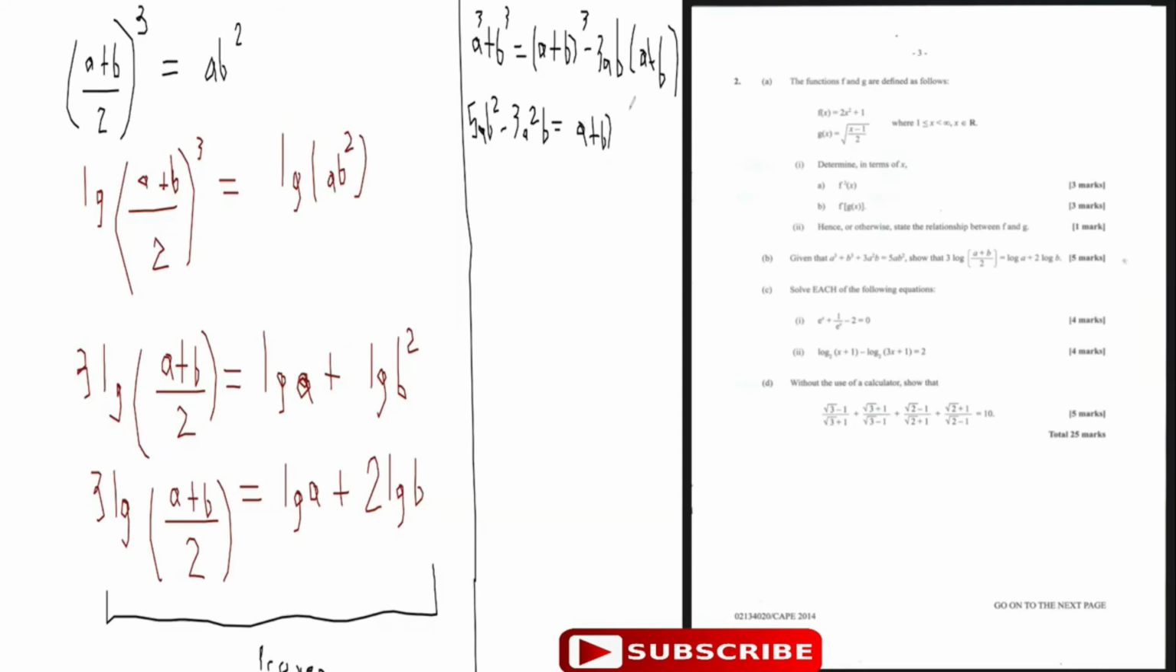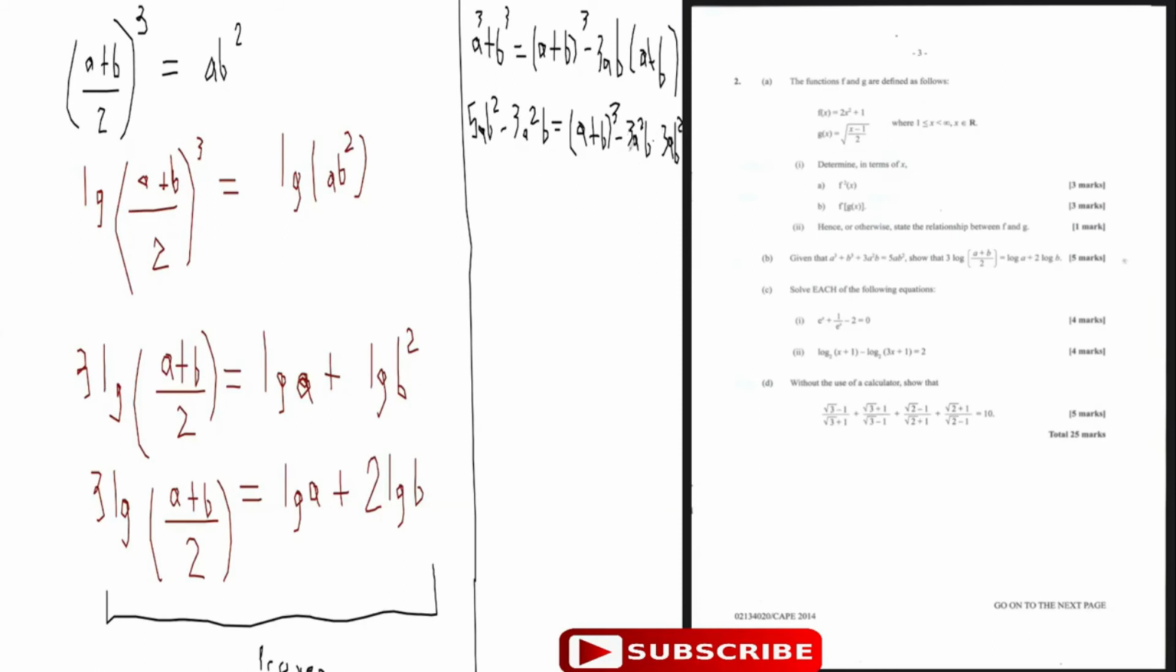This is equal to A plus B all cubed minus 3A squared B plus 3AB squared, sorry. And minus and plus give you minus. This should be minus. All right.